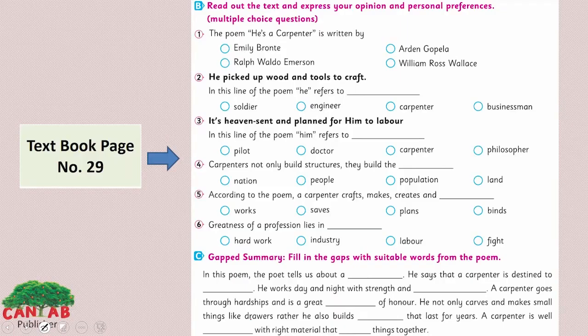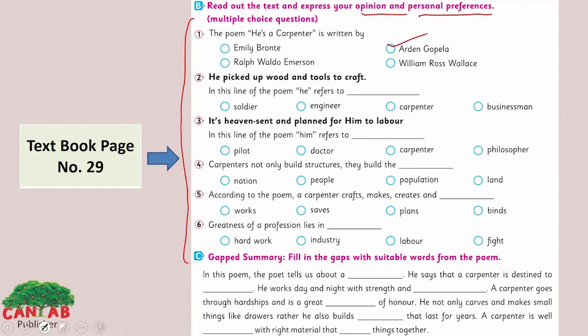Now look at the B section on page number 29. Read out the text and express your opinion and personal preferences. We have six sentences here. For each sentence, we have four options. You have to choose the right one. The poem here, A Carpenter, is written by... Yes, it's very easy. It's already written on the page.